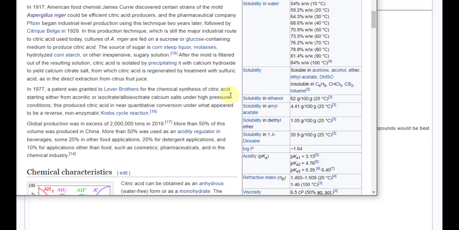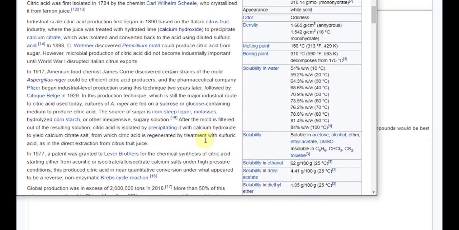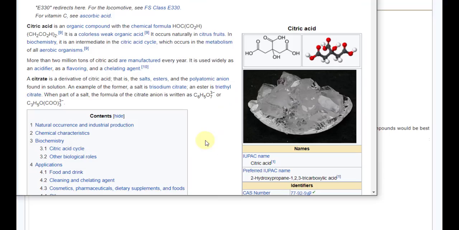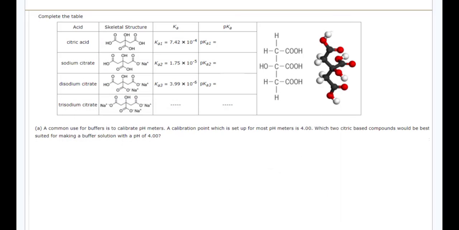You feed this mold sugar, and it produces tons of citric acid. They precipitate it out. 50% of the citric acid that's used in food processes and beverages, and it's even used in detergents, is made in China. If you have some orange juice or lemon juice, you've got some citric acid. Let's go to the problem right now.